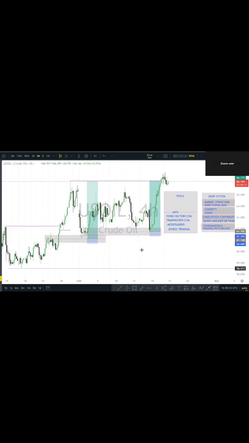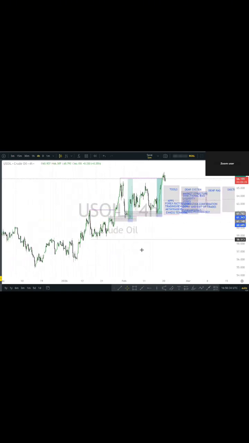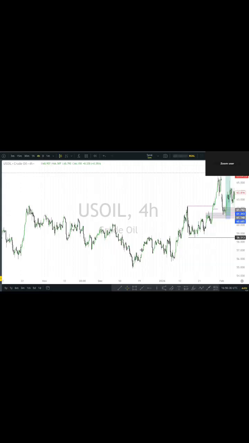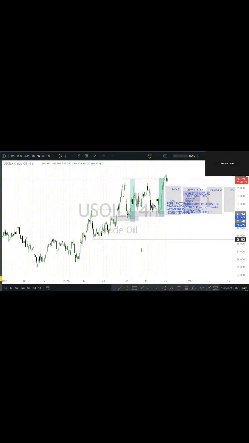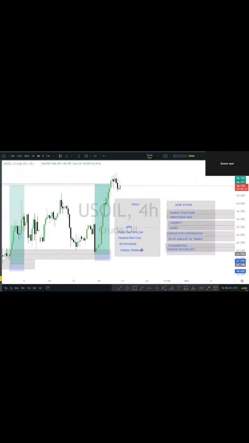That's why I brought them here. And if I start to go through this chart here, you will see how everything has been following this. Market structure, directional bias, liquidity, zone, candlestick confirmation, entry and exit of trade, fundamentals, and trading psychology. So that is it. I believe there is no question, but if there is, you let me know. If not, see you tomorrow.